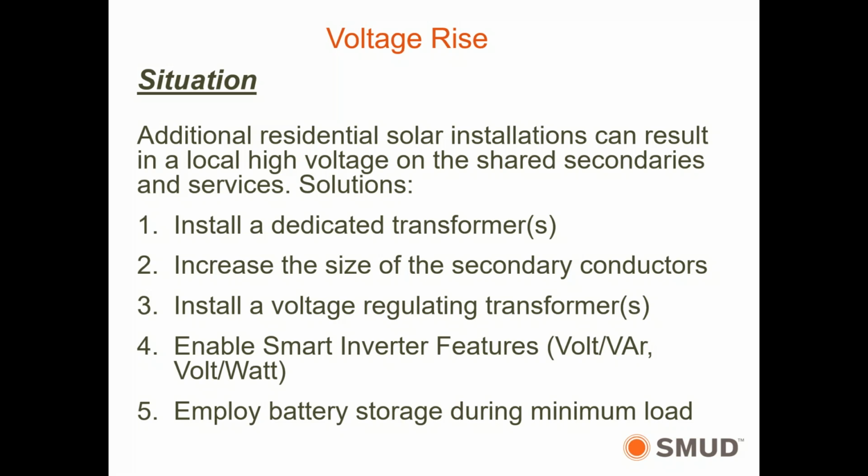And then the fifth option, which we haven't used, but we're getting so many battery-based systems that we think we'll be using in the future, is just employ the battery storage during the times of minimum load. And here in Northern California, the minimum load seems to be occurring in April, about the second week of April, when the sun's at just the right angle, there's no clouds in the sky, the wind is blowing, the temperature is cool, and nobody's got anything turned on. That's when we get the biggest challenge in terms of dealing with voltage.